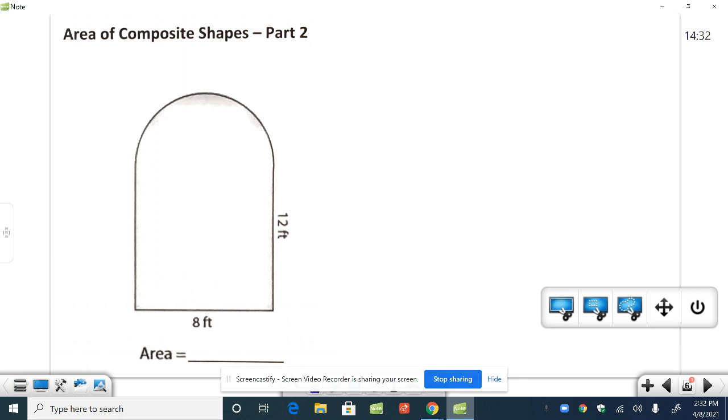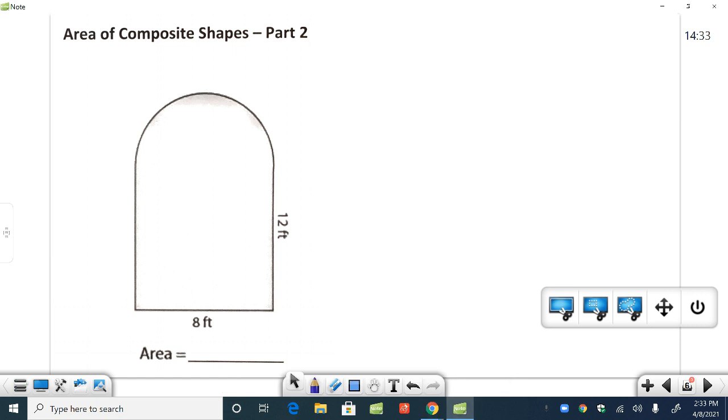Make sure you printed the notes off and copied this down so that way you have these to be able to do the assignments that you'll be doing going forward. So composite figures are two shapes that are put together. And to continue that, we've got this shape here. And most of us can probably see this is maybe a basketball court, a free throw line, different kinds of things like that.